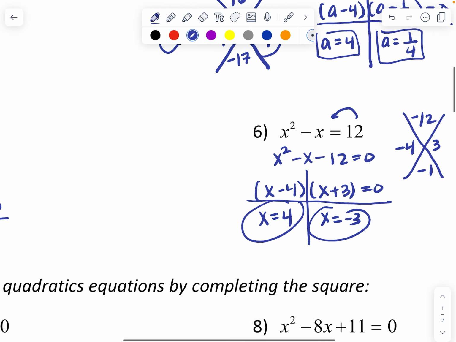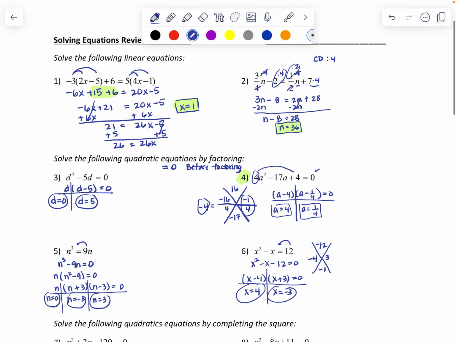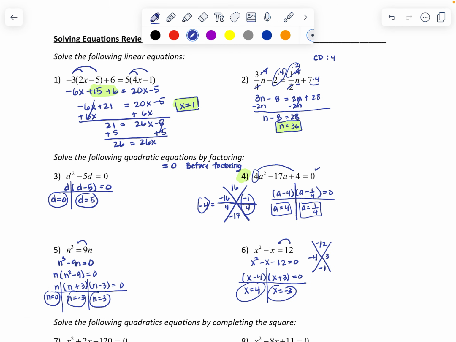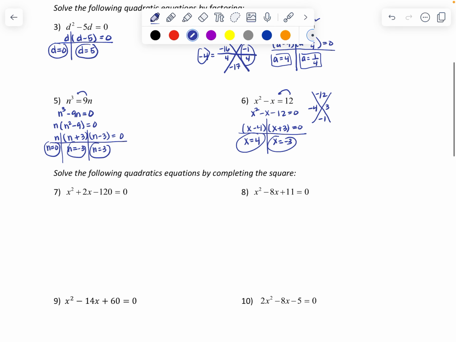Okay, so you guys, so far we've got two questions on the quiz. Question number 1 looks very similar to number 1. Question number 2 is a factoring question. I would look at number 4, okay?